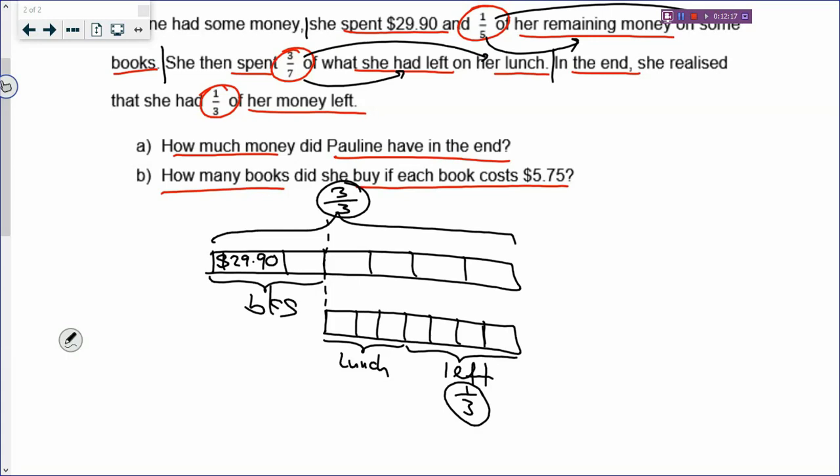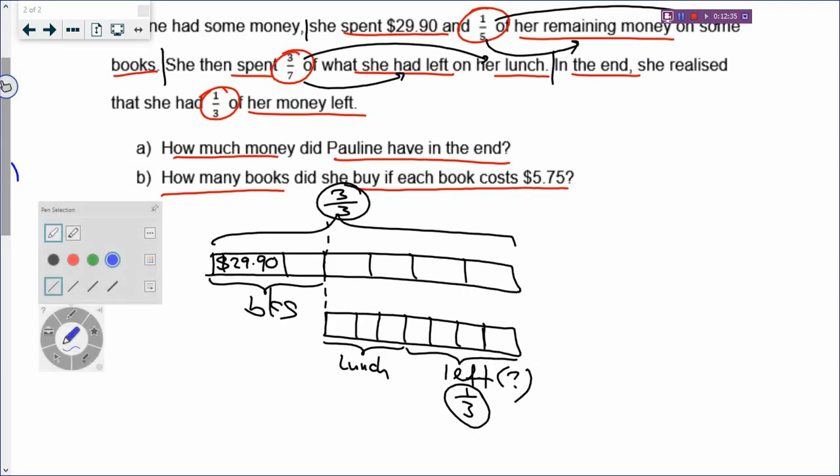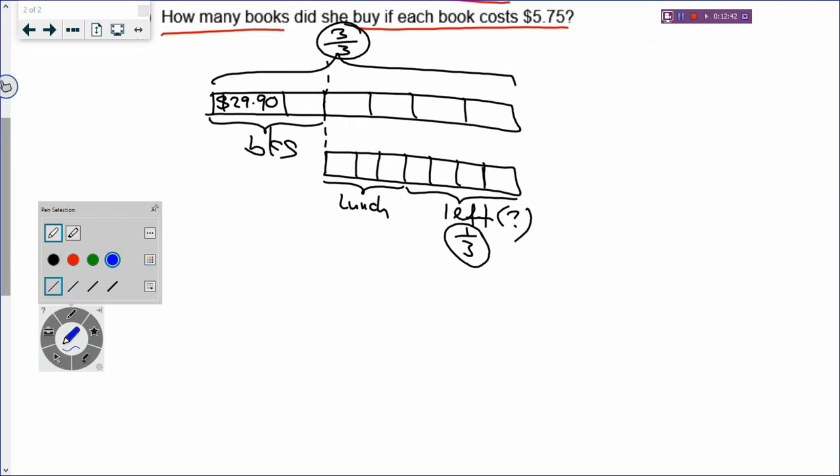How much money did Pauline have in the end? So your question mark will be here. And how many books did she buy if 1 book costs $5.75? For part B, you can't put the question mark in the model, so you don't put it. So the model has become your question. If you have put everything inside your model, then the model has become your question already, which means you don't need to look at the question anymore, and you just look at the model.